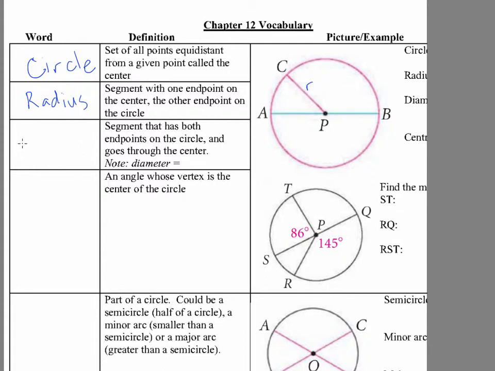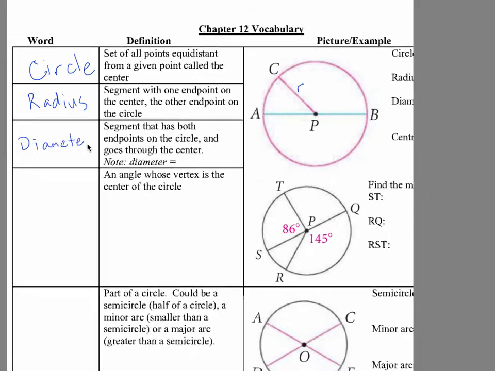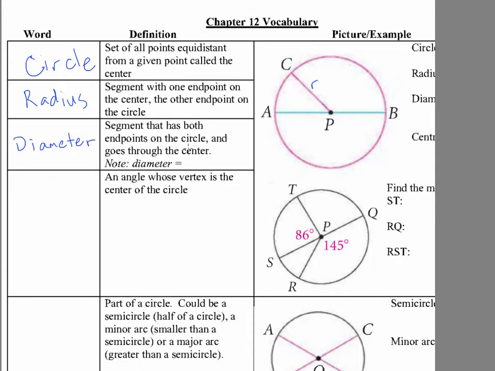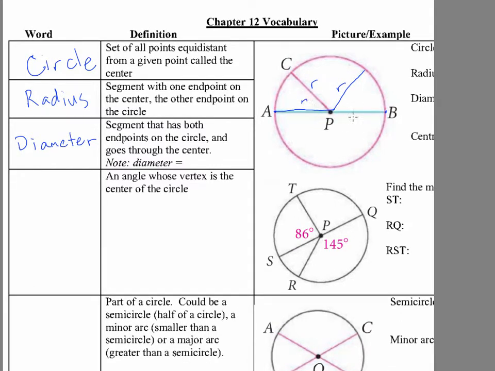The next one, diameter. So diameter is a segment that has both endpoints on the circle, so here and here, and it goes through the center. So that is our diameter. So notice that the radius is here. This could also be a radius. That's also radius R. This is also a radius R. And starting here from the center, this is also radius R. But this is the diameter. This is the diameter D.